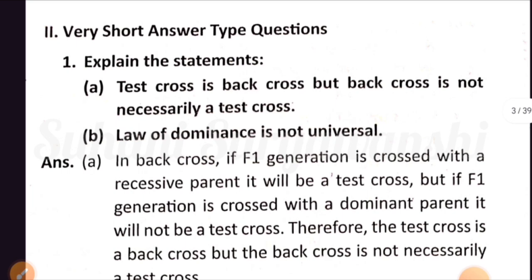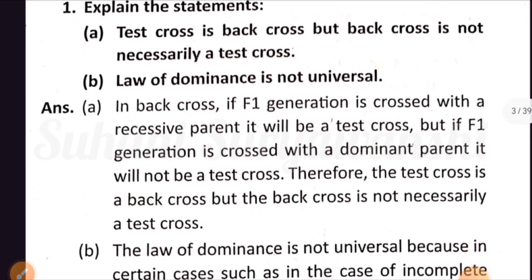Question number 2, very short answer type questions. One, explain the statements. A, test cross is a back cross, but a back cross is not necessarily a test cross. So the answer is, in a back cross, if the F1 generation is crossed with a recessive parent, it will be a test cross. But if the F1 generation is crossed with a dominant parent, it will not be a test cross. And therefore, the test cross is a back cross, but the back cross is not a test cross.